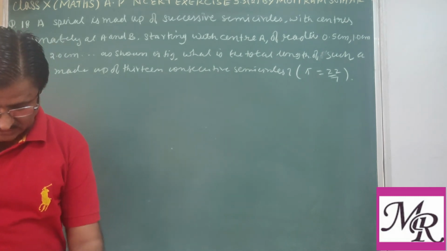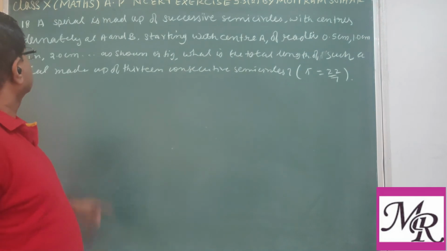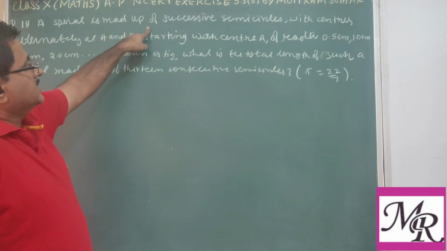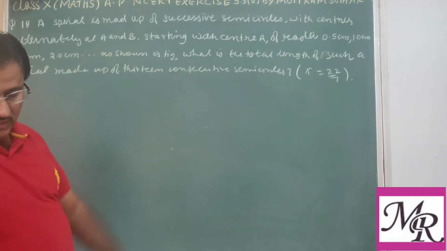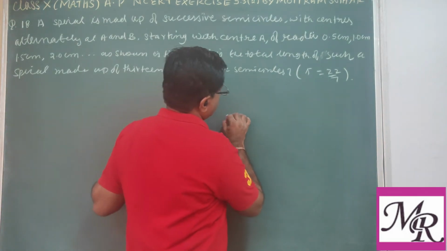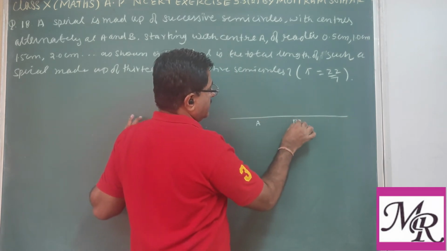So this is the application of the arithmetic progression in the general awareness of the student toward the environment. Here students, see the next one. Here the question says a spiral is made of successive semicircles with centers alternately at A and B. So here the figure is already given.